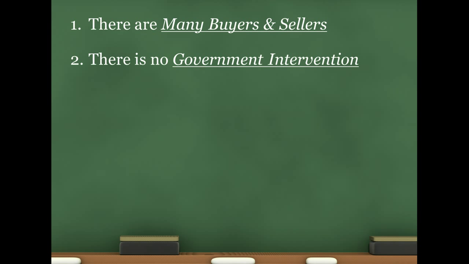Okay, there is no government intervention. They let the market run purely freely. We know this is not true. Best example is cigarettes and alcohol. They set age limits on those.